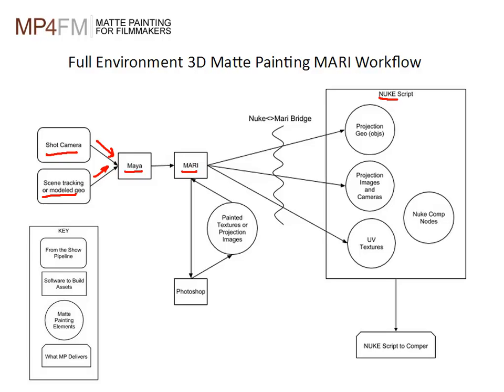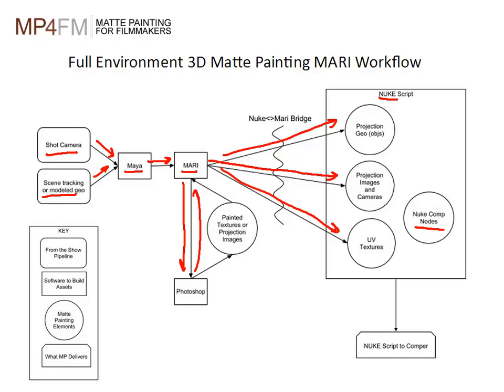And within Maya, the matte painter will model the set extension or environment and then send that to Mari. And within Mari, that can be painted, or projections can be sent into Photoshop and then back into Mari to either be projected into the UV'd object or to be kept as a projection. From Mari, using the Nuke Mari bridge, you can send projection images and cameras. You can also send from Mari projection geo and UV textures if you're going to UV an object within Nuke.